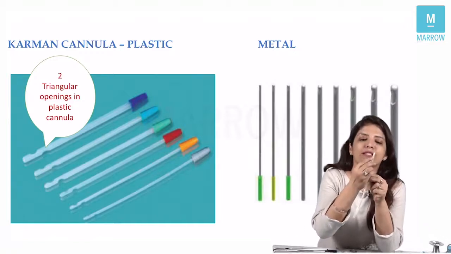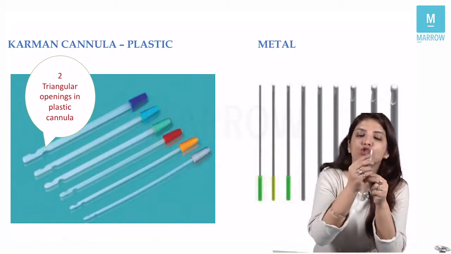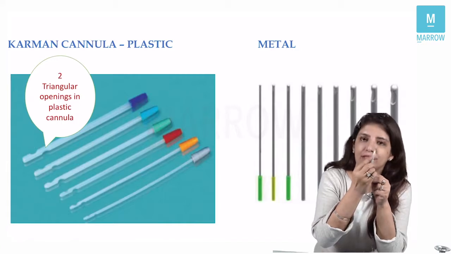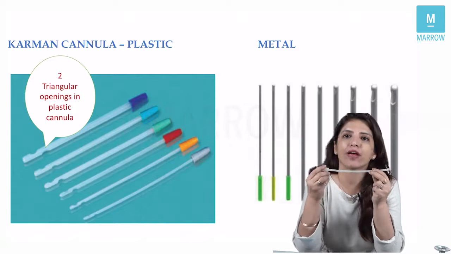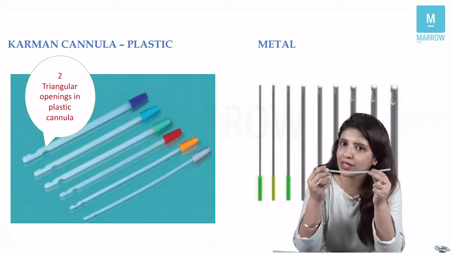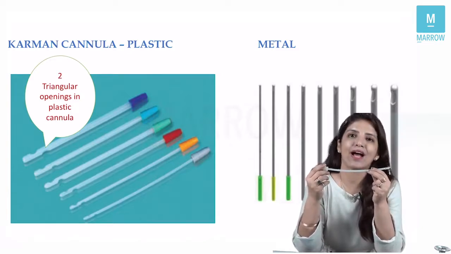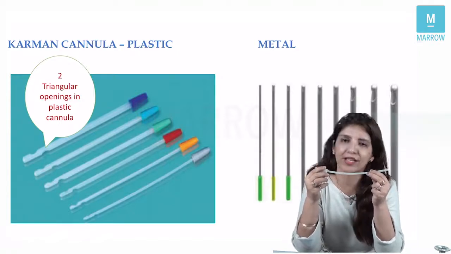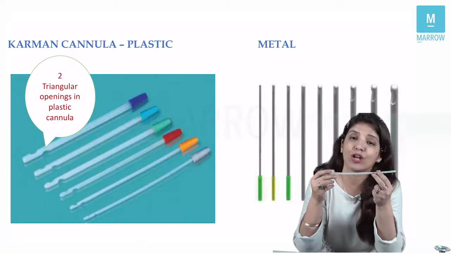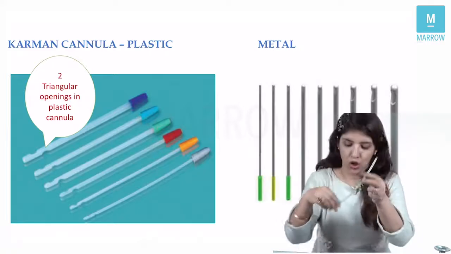So, two openings here, not two tips, sorry. It has two openings here. One is here and the other is on the other side, right? And that is how you identify a Karman cannula, which is a plastic cannula. Earlier, we also had metal Karman cannulas, but plastic cannulas are less traumatic. That is why they are used, and then they are transparent as well, right?